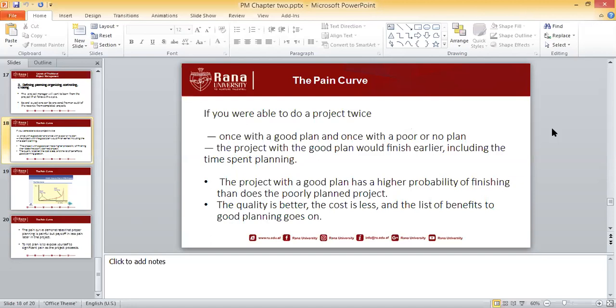As far as quality and cost are concerned, due to good planning the quality will be better, the cost will be less, and the projects will be within the budgets. But as far as poor planning is concerned, dear students, the project quality will deteriorate. It will worsen, the cost will be higher, and the project budget will be consumed a lot.